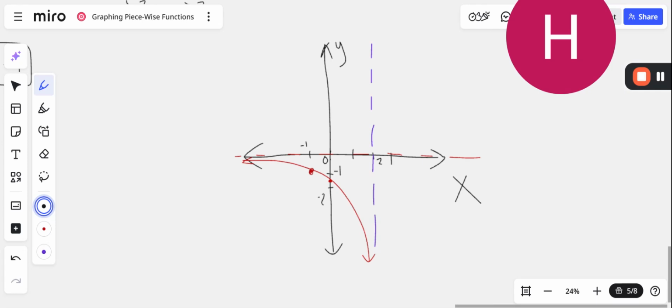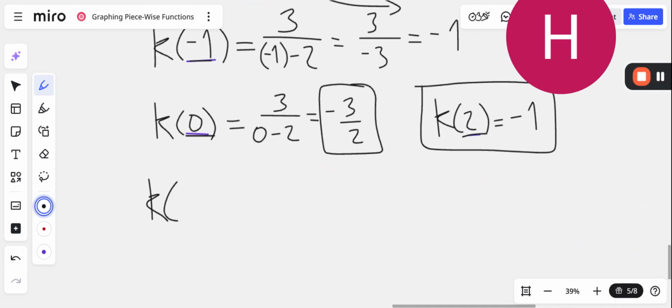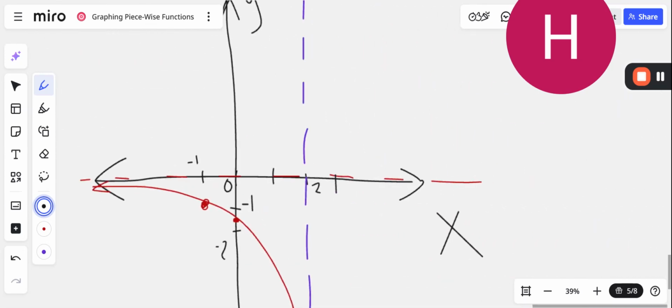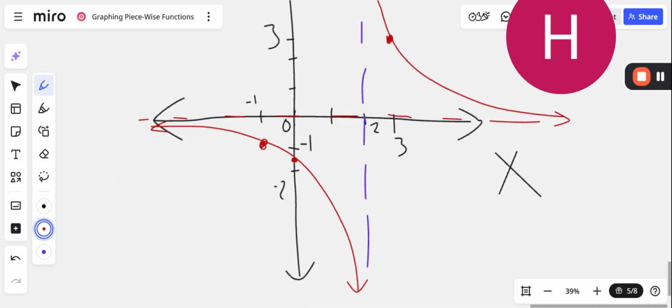So I encourage you, plug in 3 and see what you get. It'd be kind of interesting. K of 3, we're going to use the top piece. Always use the top piece unless x equals 2. This is just 3 over 1, or 3. Okay. So then we're going to have 3, comma 1, 2, 3. There is the point. If you want more values, you're welcome to plug in as many values as you need. But this is capturing the general shape of things.